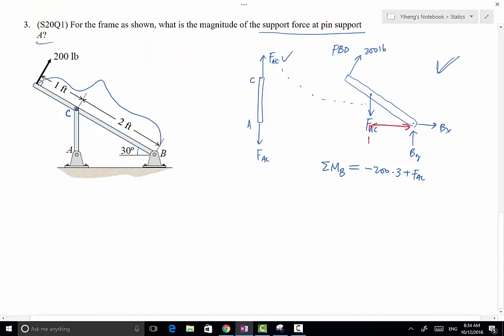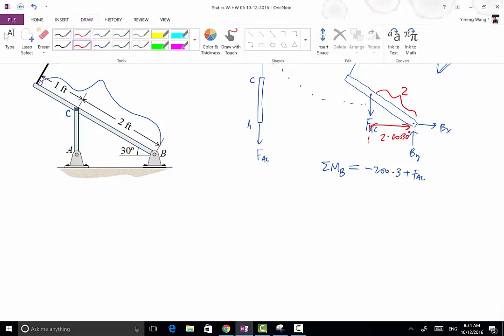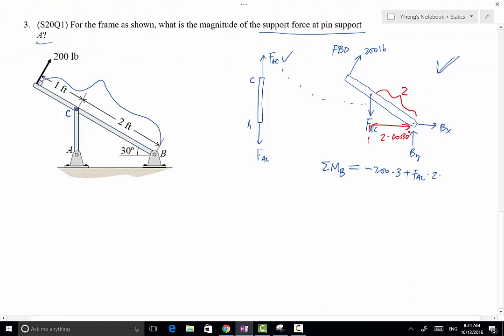And this distance right here, from here to here, that's 2. So this distance right here equals 2 times cosine 30 degrees. That equals 0. So from this one equation, we can solve for FAC, which equals 346 pounds. And that is actually the answer to this problem.